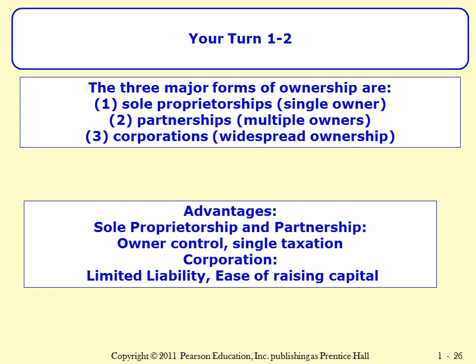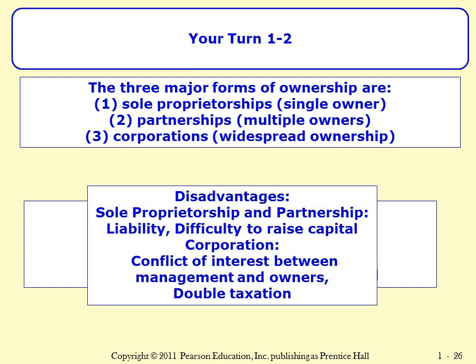Sole proprietorships and partnerships don't have to worry about filing corporate charters. They control their own business. They're only taxed once, not at the company level, just at the individual level. Corporations have limited liability and the ability to raise capital from a lot of people by selling stock. Now the downside. Sole proprietorships and partnerships may incur liability and don't have the ability to sell stock as a corporation does.